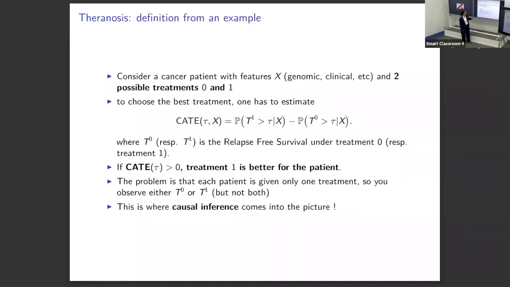So now what I want to estimate is this probability difference, what we call the CATE, C-A-T-E. But the thing that is tricky is that when you have one patient, he goes with treatment one or treatment zero, but not both. So you will observe either T1 or T0, but not both. From a statistical point of view, you don't know just yet how you can estimate that, because you will observe either T1 or T0, but not both for the same person. So that is where causal inference comes into the picture, and I will finish my talk with this.